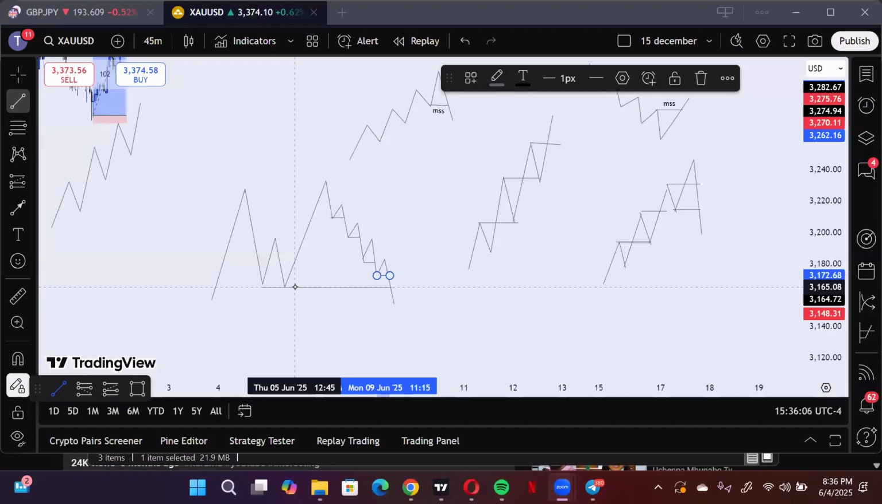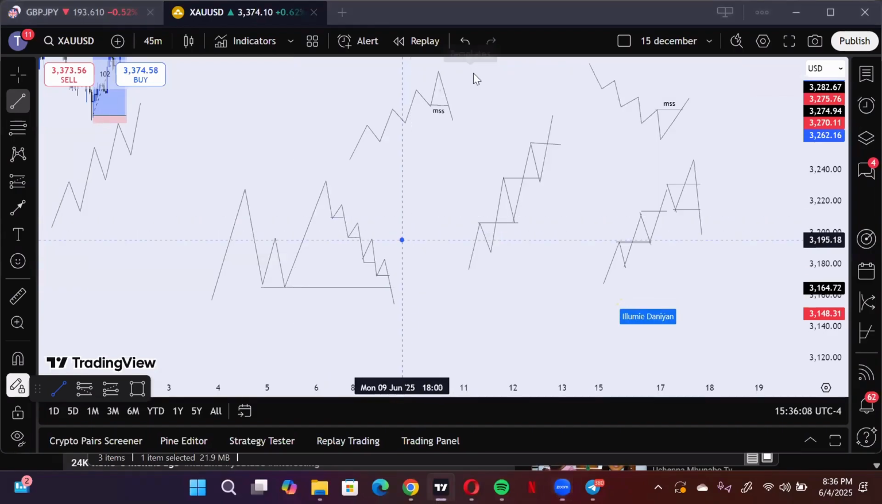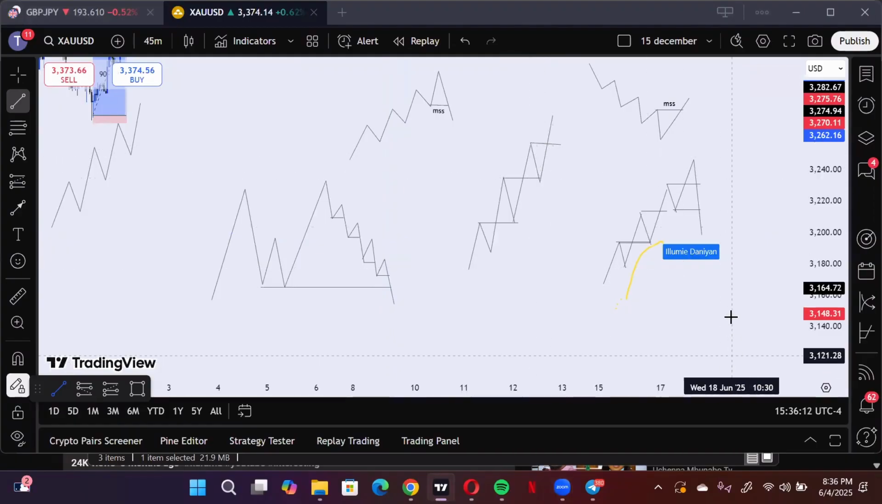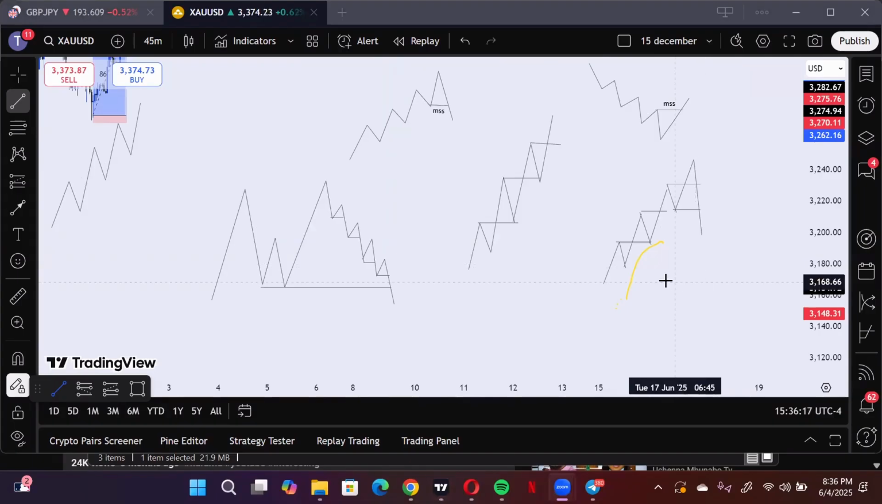Okay, so what I say is I don't just pay attention to every single break of structure. Like please don't draw on the screen, please. How to disable. If you don't want to do this, please delete this, please, so you're going to mess up the screen.